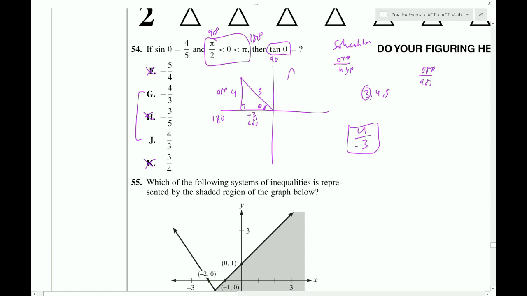Alternatively, you can use the ASTC method. ASTC, right? So All Students Take Calculus is the mnemonic. Now, A stands for all, meaning all are positive. S stands for sine, meaning only sine is positive in this quadrant. T is tangent, C is cosine, right? So it tells you what's positive. So in quadrant 2, which is where we are, the sine is the only thing that's positive. So the tangent, therefore, must be negative. And so using that logic, we can again decide that it's a negative value.